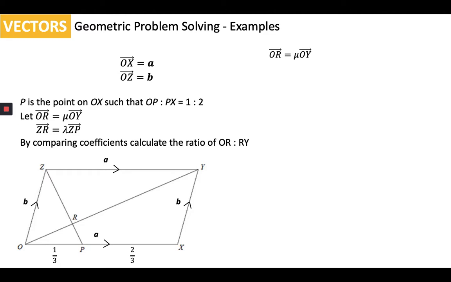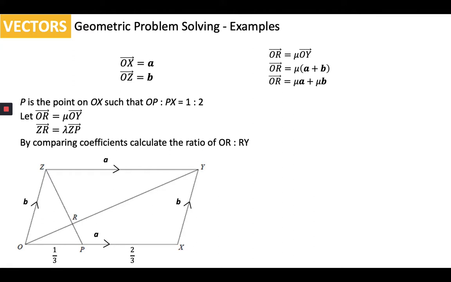Now, I can find an expression for O to Y, so I'm going to do that. O to Y is A plus B. So OR is mu lots of A plus B. So OR equals mu A plus mu B.